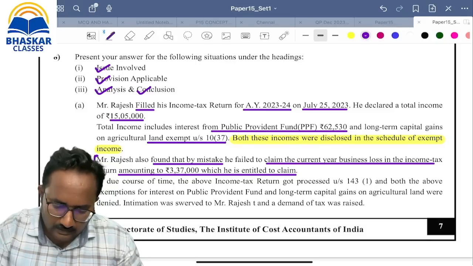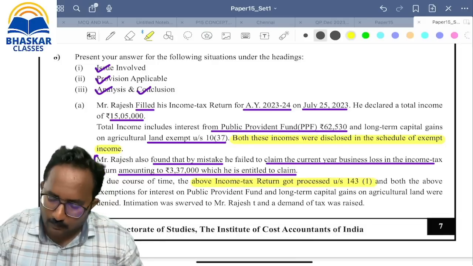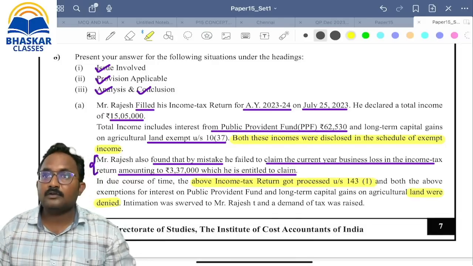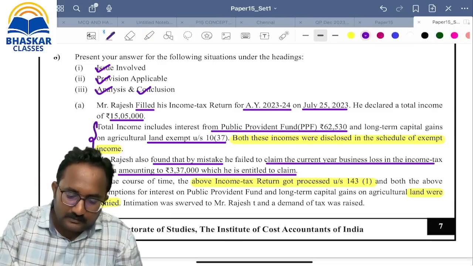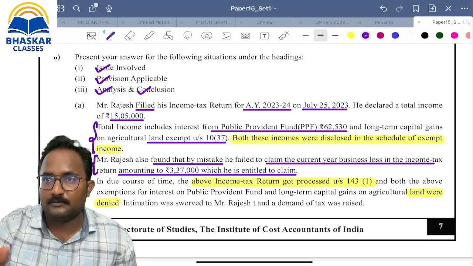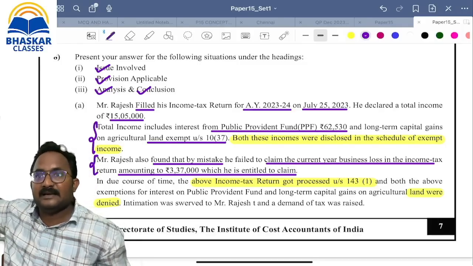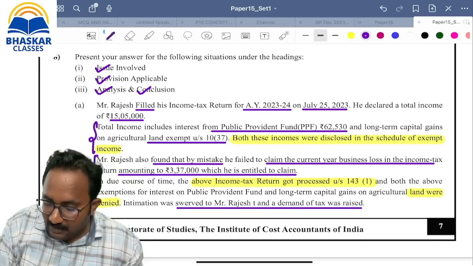In due course of time, the income tax return got processed under section 143(1). Both the above exemptions, yes, ma, were denied. So you file the return of income, you disclose these two things as exempted incomes only, but in the processing these exemptions are denied, meaning cancelled, and intimation is served.